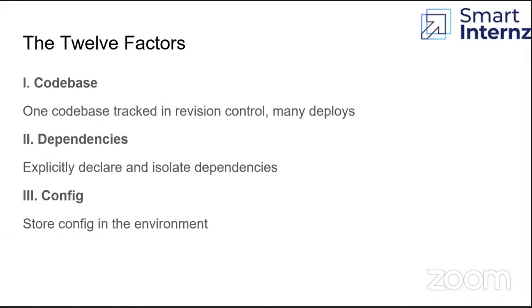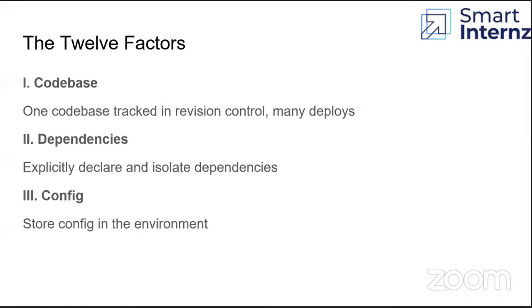What do we mean by version control system? A version control system is basically Git. Git is a version control system. You track all the changes that you make to your code through this version control system. So the first factor is that your application code base should always be tracked by a version control system.